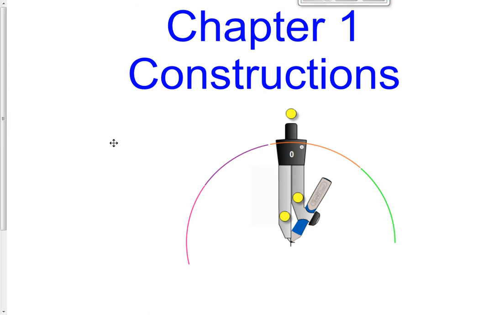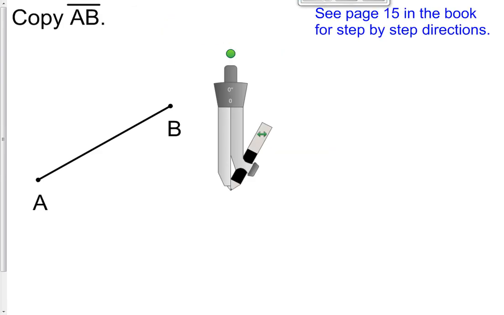There are 6 constructions that we will be doing in this video lesson, so make sure you have a protractor, a compass, a straight edge, so that you're ready to make these constructions. The very first one, probably the easiest one, we're just going to copy a segment. So we want the length of AB, we want to make that exact same length for another segment.